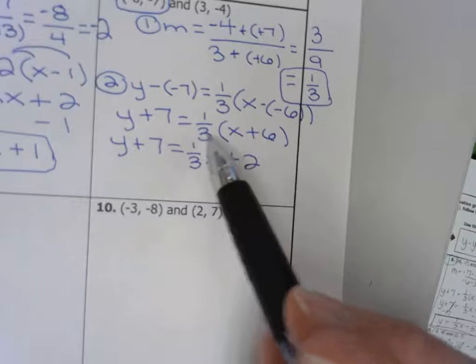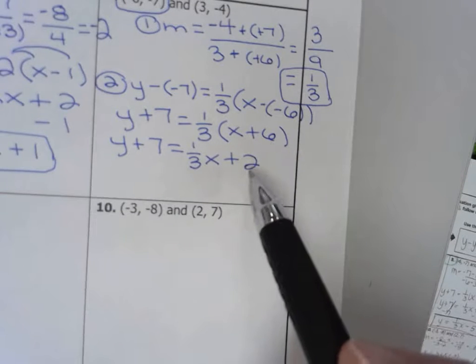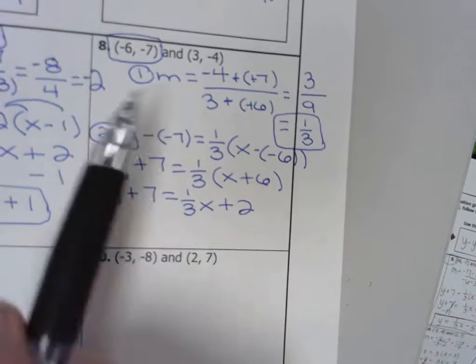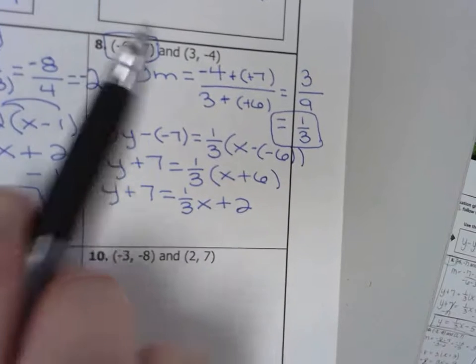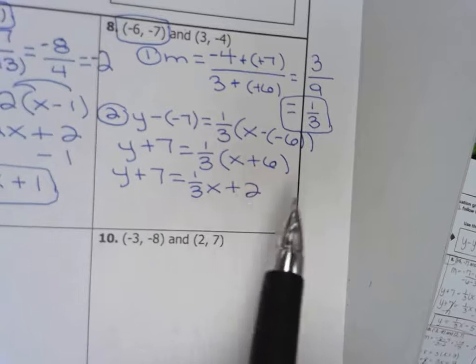Okay. 1/3 times the 6 is 2. Yep. Correct. So x minus negative 6 got me x plus 6. Where'd that 6 come from? The x value up here, because I chose the first one. So it's a negative 6, right? Yeah, so it's minus the negative.